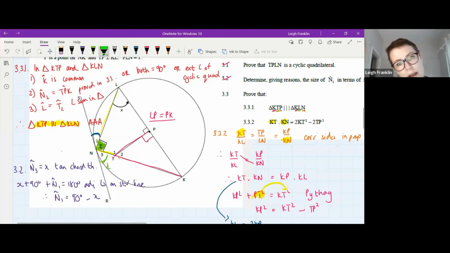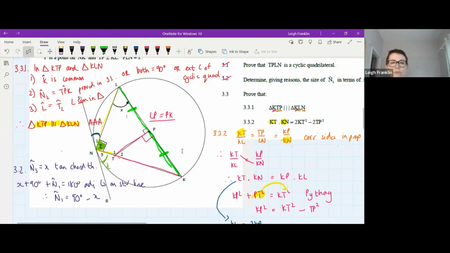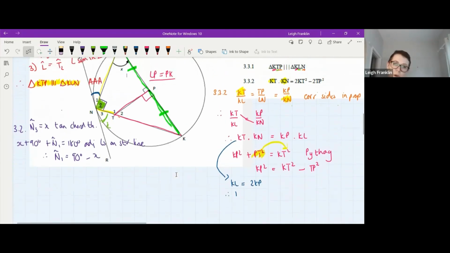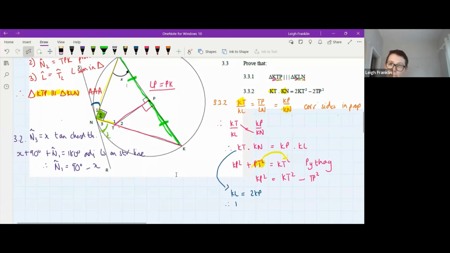So let's go back here. KL is the diameter. So this piece of line segment and that piece of line segment are equal to one another. So instead of describing this as 1 of KL, I can describe this green line as 2 of PK or 2 of LP. Does that make sense? Okay, so KL, the whole diameter, is 2 of KP.